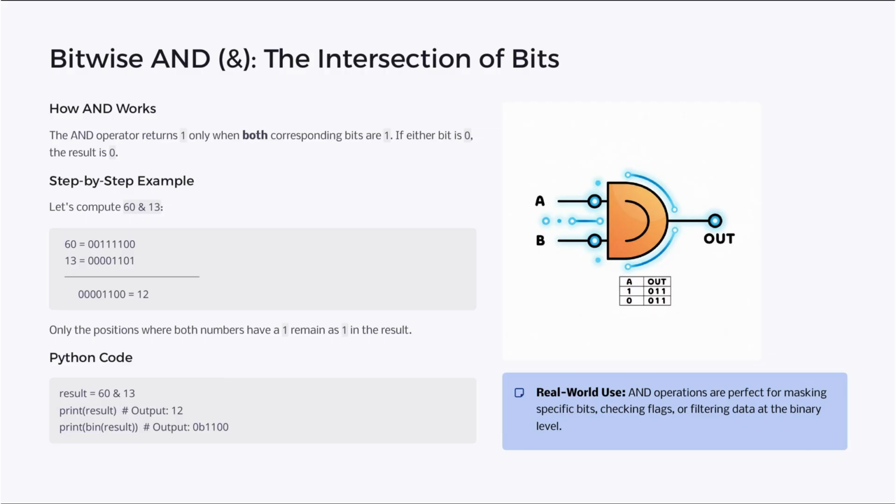The bitwise AND operator compares each bit of two numbers, returning 1 only if both bits are 1. For example, 60, 00111100, and 13, 00001101, results in 12, 00001100. This operation is crucial for tasks like masking specific bits, checking flags, or filtering data at the binary level.